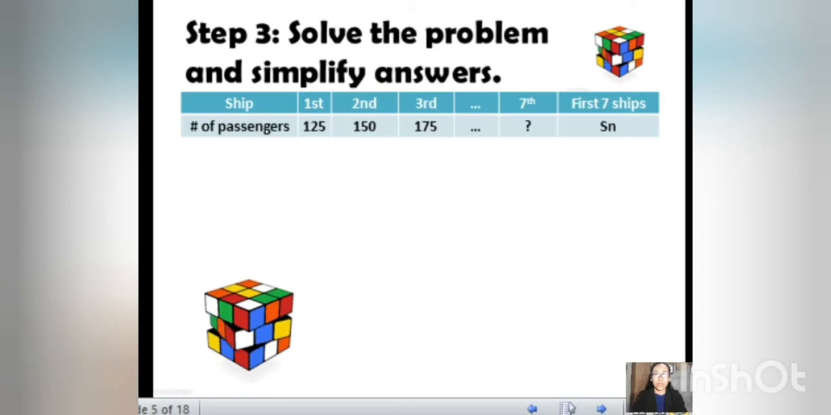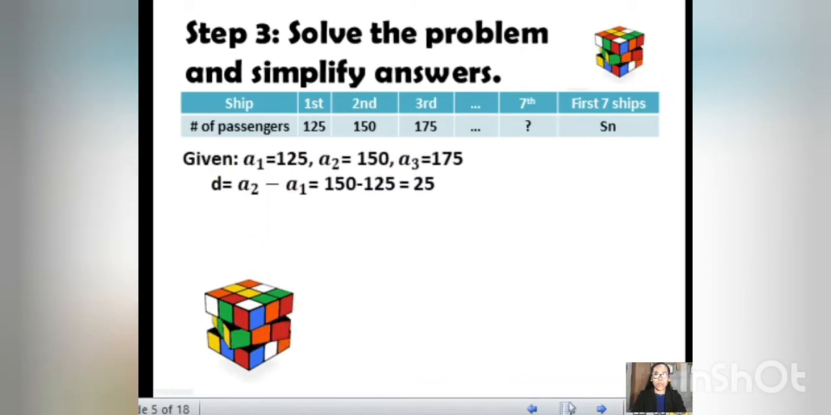So here is the table pertaining to the problem. We have here the ship and then the number of passengers. For the first ship, we have 125 passengers. Second ship, 150 passengers. Third ship, 175 passengers, until your 7th term. So we will find the number of passengers in your 7th ship, and then we will add the number of passengers from the first ship until your 7th ship.